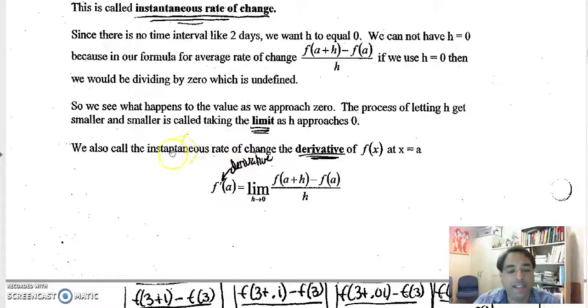So notice, instantaneous rate of change is also known as derivative. Instantaneous rate of change is derivative, and the idea is we're getting closer and closer to 0 and trying to find out what happens at 0. And we're going to first do it algebraically in the next video, then we're going to do it with the derivative calculus and then check everything in the calculator.